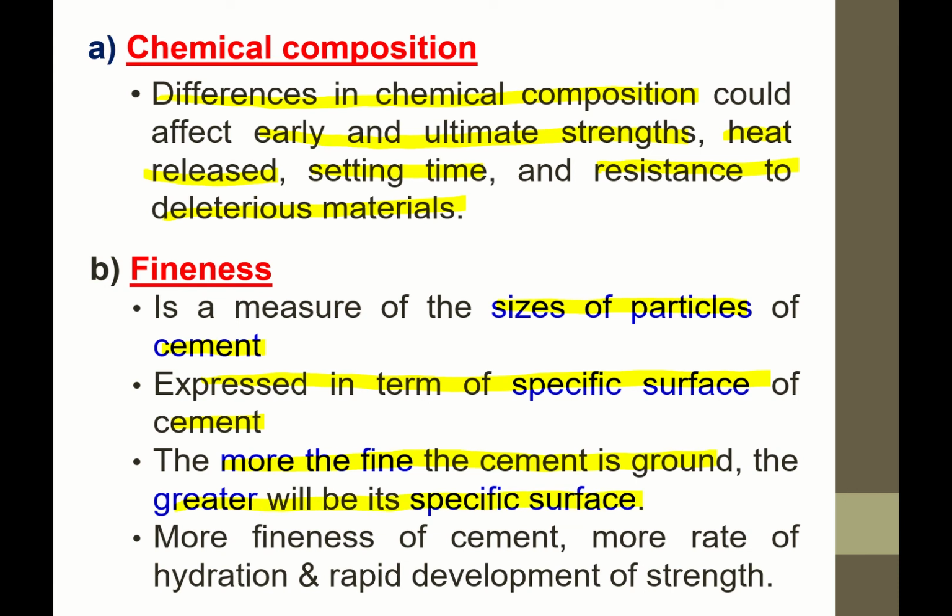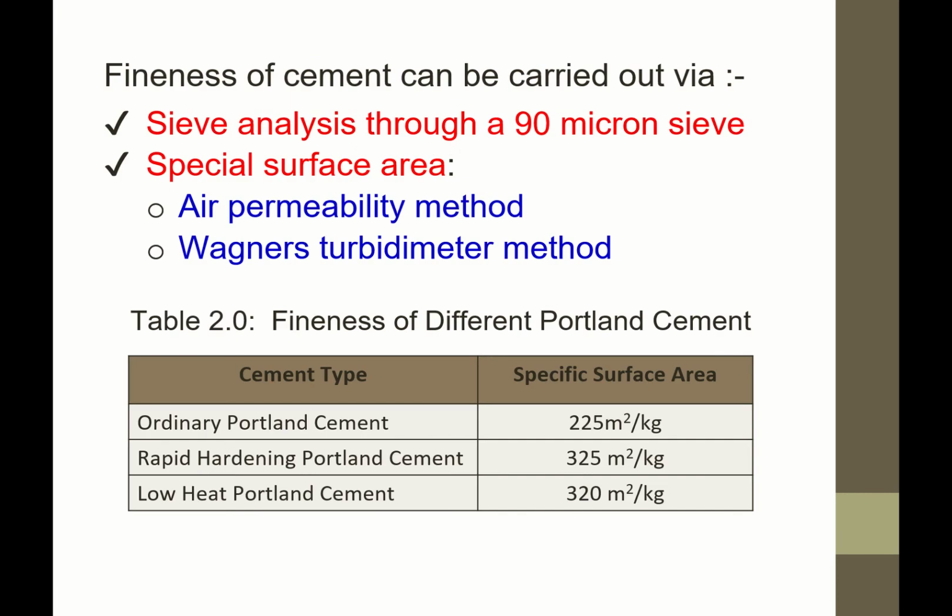So we look for the finest cement. But of course, there are a lot of products in the market, so you must choose wisely. More fineness of cement means a higher rate of hydration and rapid development of strength. So with the fineness of cement, we can achieve the rate of hydration, and of course the strength is developed rapidly. Fineness of cement can be determined via sieve analysis through a 90 micron sieve.